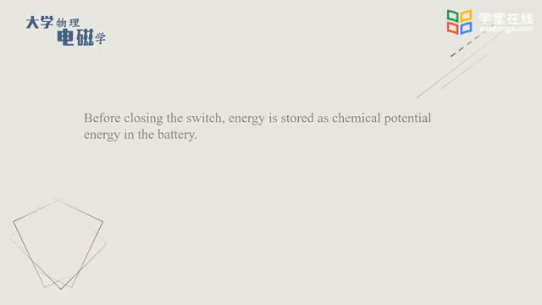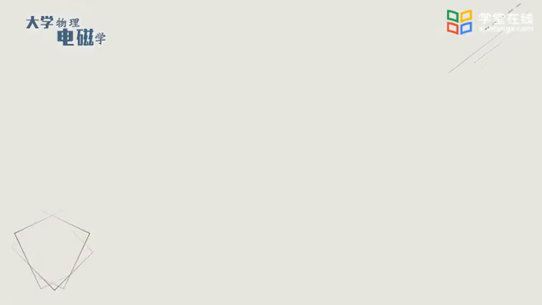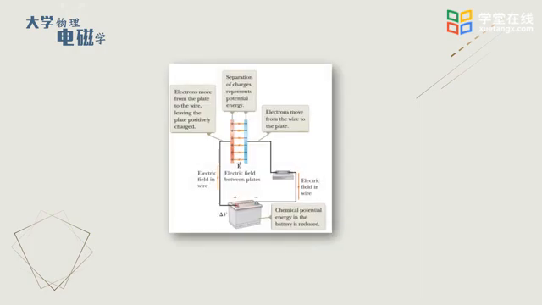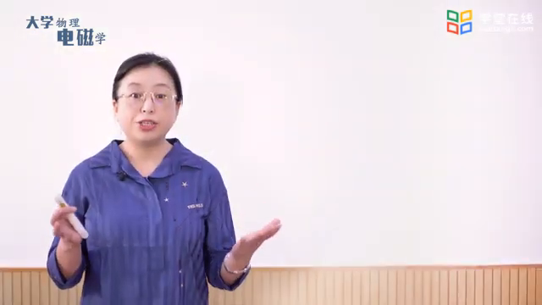Before closing the switch, energy is stored as chemical potential energy in the battery. After closing the switch, the field is established in the connecting wire. As we discussed in earlier lecture, the plate connected with the positive terminal of the battery is positively charged, while the plate connected with the negative terminal of the battery is negatively charged. When the capacitor is fully charged, two plates carry the charges with equal magnitude and opposite sign. As a result, some of the chemical potential energy in the battery is transformed to the electric potential energy in space between the plates. That's why the capacitor could store energy.